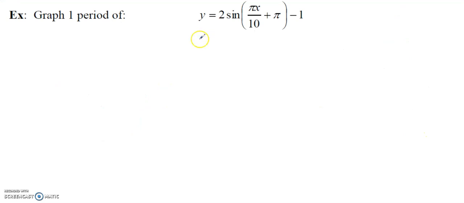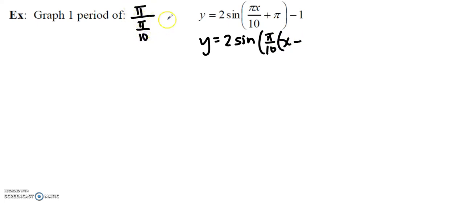I'll help you get started. And take out this pi over 10. So if I do pi divided by pi over 10, multiplied by a reciprocal, it's going to be x minus 10 minus 1. All right, last one for you to try, and we'll come back and compare.